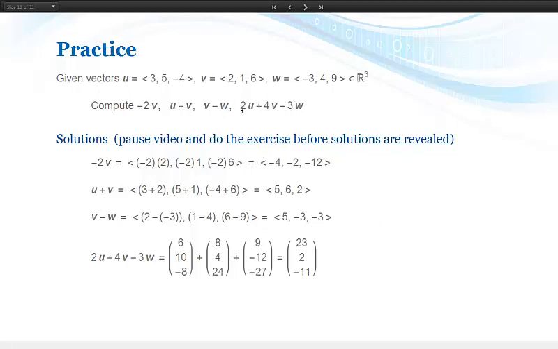And then the linear combination, the last one, 2u plus 4v plus 3w. Column vector notation is handy here. If I multiply u through by 2, I get 6, 10, -8. If I multiply v by 4, I get 8, 4, and 24. And if I multiply -3 times w, I get 9, -12, 27. And then when I add those corresponding vectors, 6 plus 8 plus 9 is 23. 10 plus 4 minus 12 is 2. And -8 plus 24 minus 27 is -11. So hopefully you got those answers.